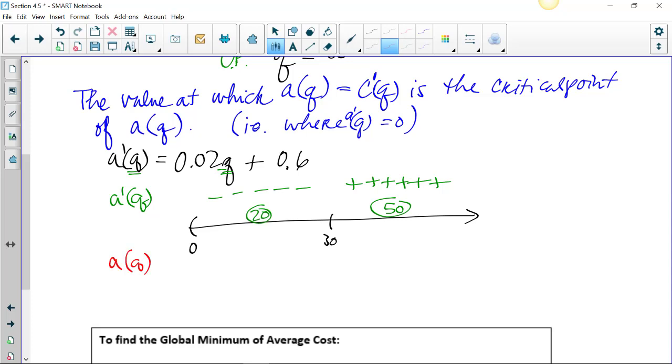On the interval from 0 to 30, meaning a production level between 0 and 30, my average cost is decreasing. At a production level greater than 30, my average cost is increasing, which I know means that this is a local minimum. But how do I know it is the global minimum?